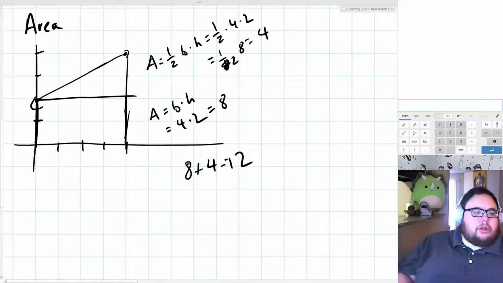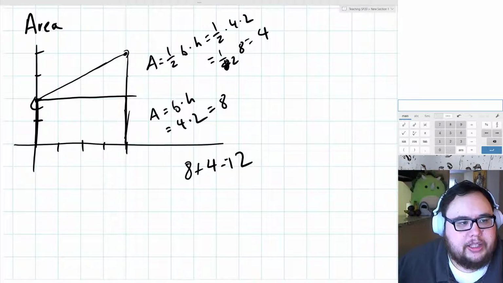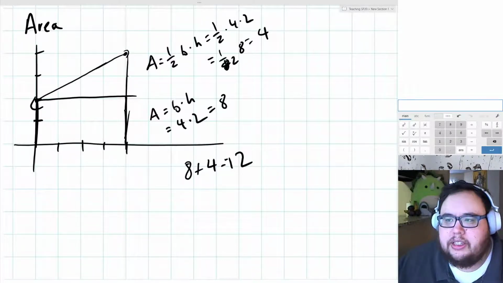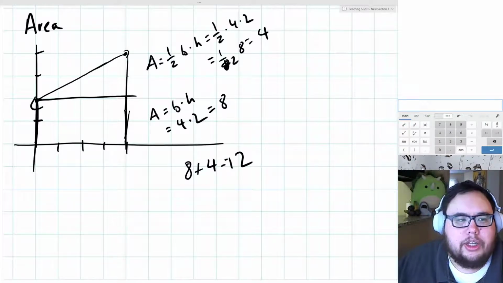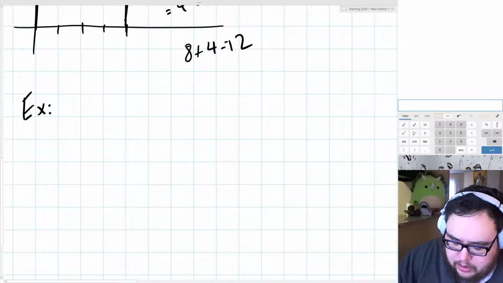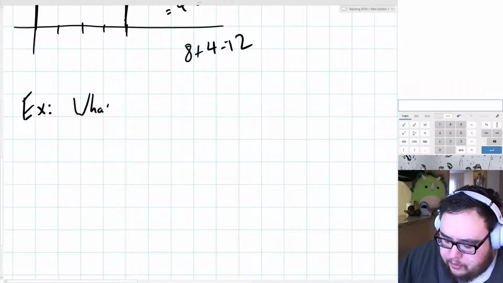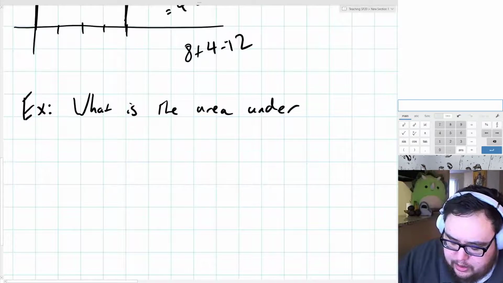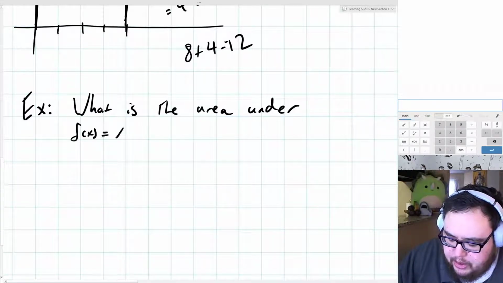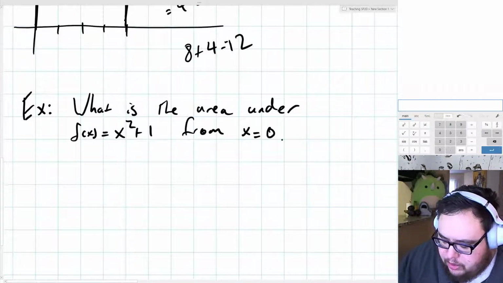But things get a lot harder to deal with when we have to deal with curves, because there's no nice function or geometric formula for what the area underneath a parabola is, for example. So, for example, what is the area under f of x equals x squared plus 1 from x equals 0 to x equals 2?